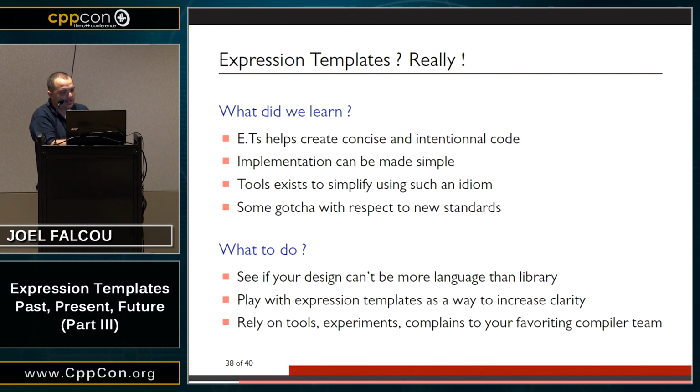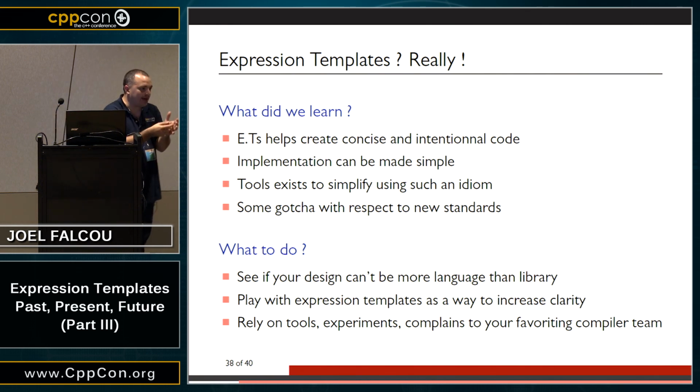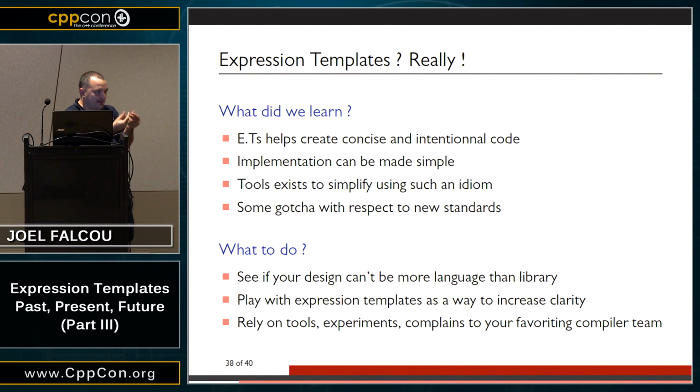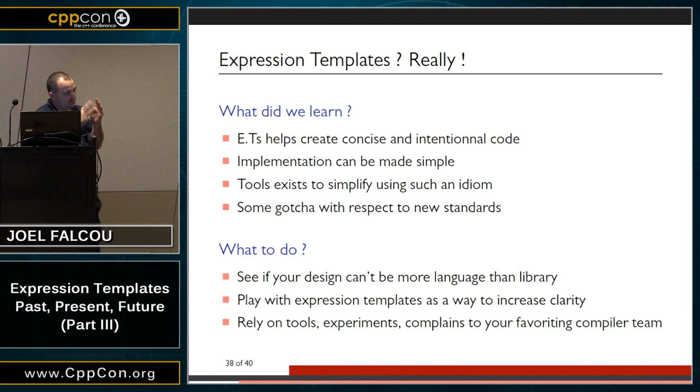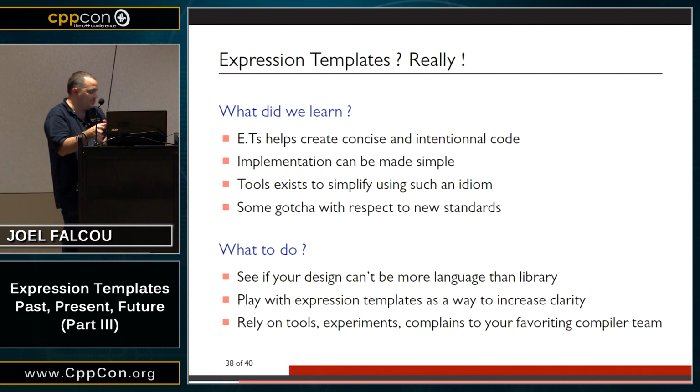So what to do? You are designing a library. That's the first main point. See if the design of your library can actually be turned into the design of a language more than a library. And if yes, then you can play with expression templates as a way to increase code intentionality. That's very important. The library should be as intuitive as possible, and expression templates help you do this. And then you can rely on tools like Boost.Proto. Proto is called Proto because it helps you do prototypes. So prototype using Proto, see what kind of feeling you want to give to your library, and then fine-tune it. And if it doesn't work, just complain to your favorite compiler vendors.